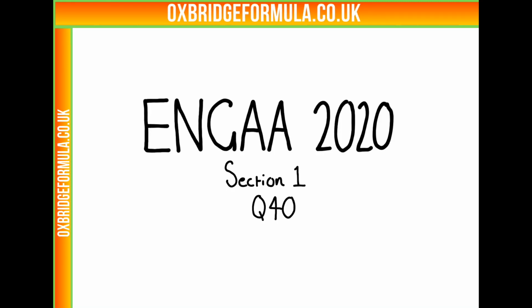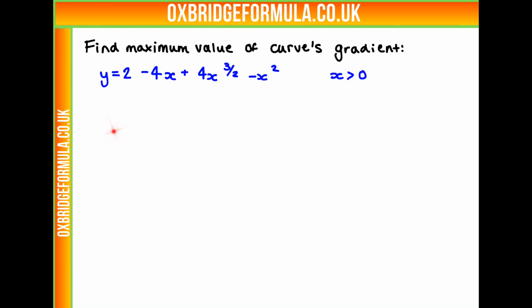In this video, we'll be looking at ENGAA 2020, Section 1, Question 40. We're asked to find the maximum value of the curve's gradient. This is our curve here: y equals 2 minus 4x plus 4x to the 3 over 2 minus x squared, with x being larger than 0. So what is going to be our first step to answering this?